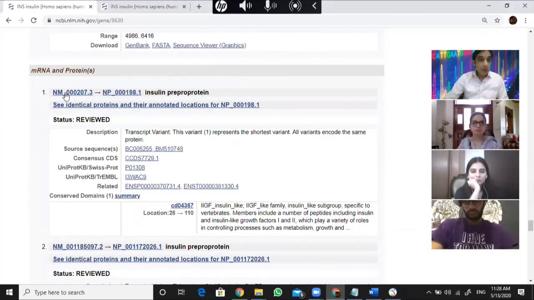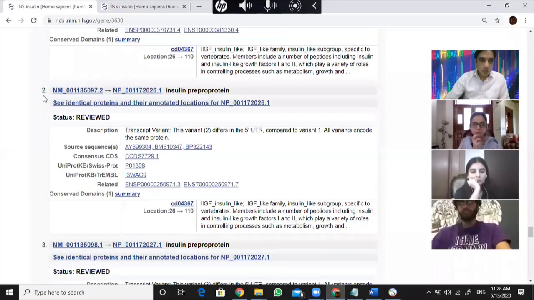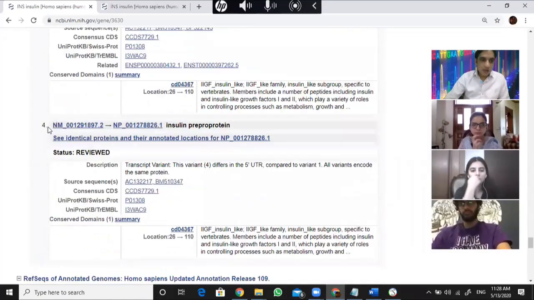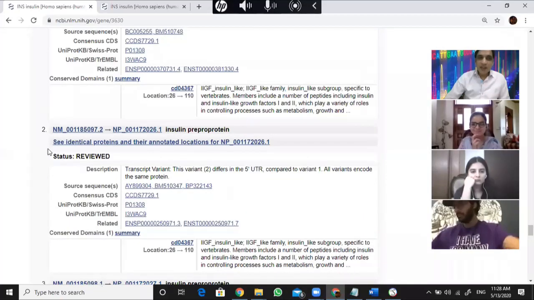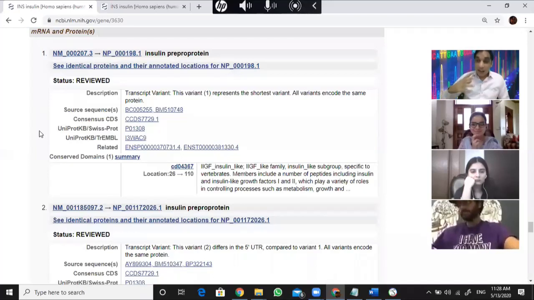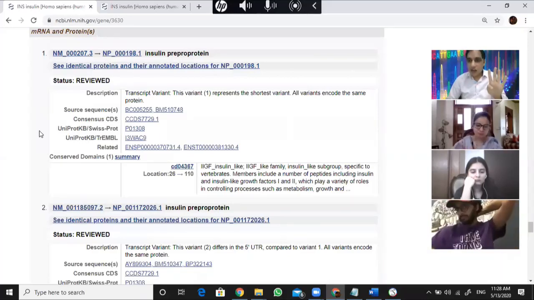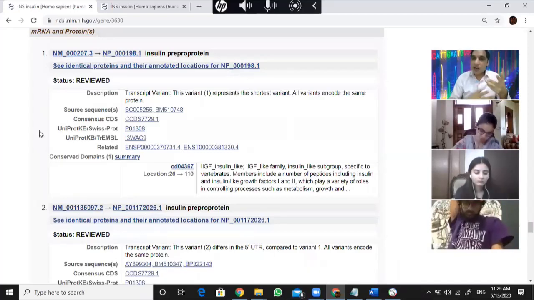Okay. So here is the first messenger RNA sequence of the insulin gene. The first messenger RNA sequence, 1, and then there is 2, and then there is 3. Then there is 4. So what does that mean? That means the insulin gene is present in the form of 4 transcripts. There are 4 messenger RNAs which were reported as messenger RNA of insulin.